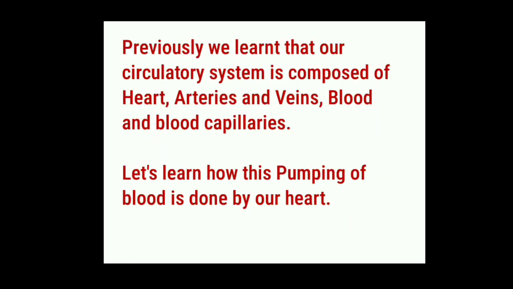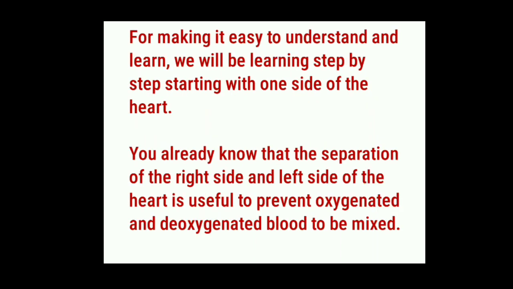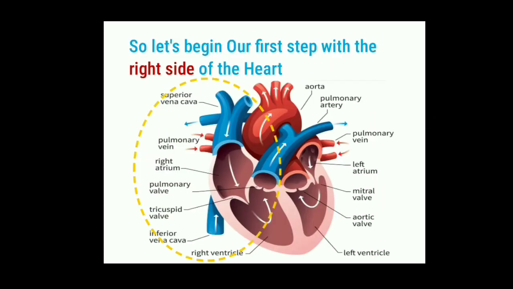Previously, we learned that our circulatory system is composed of heart, arteries and veins, blood and blood capillaries. Let us learn how this pumping of blood is done by our heart. To make it easy to understand and learn, we will learn step by step, starting with one side of the heart. You already know that the separation of the right side and the left side of the heart is useful to prevent oxygenated and deoxygenated blood from being mixed. So let's begin our first step with the right side of the heart.